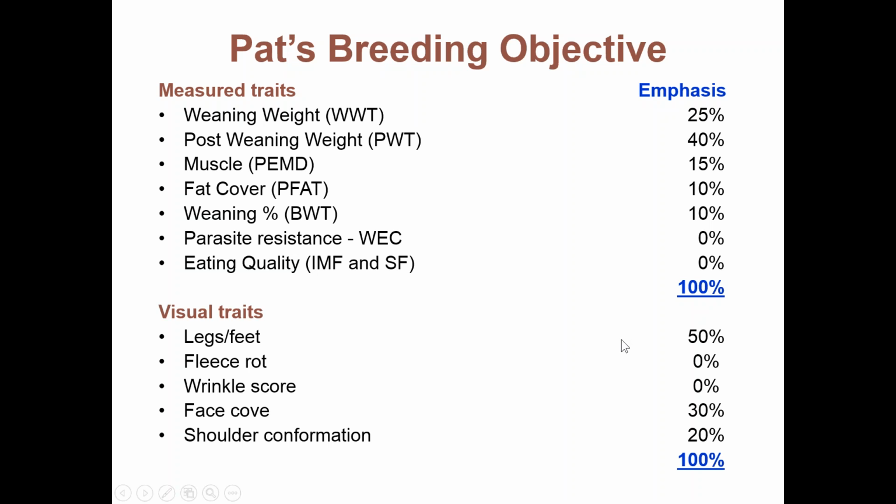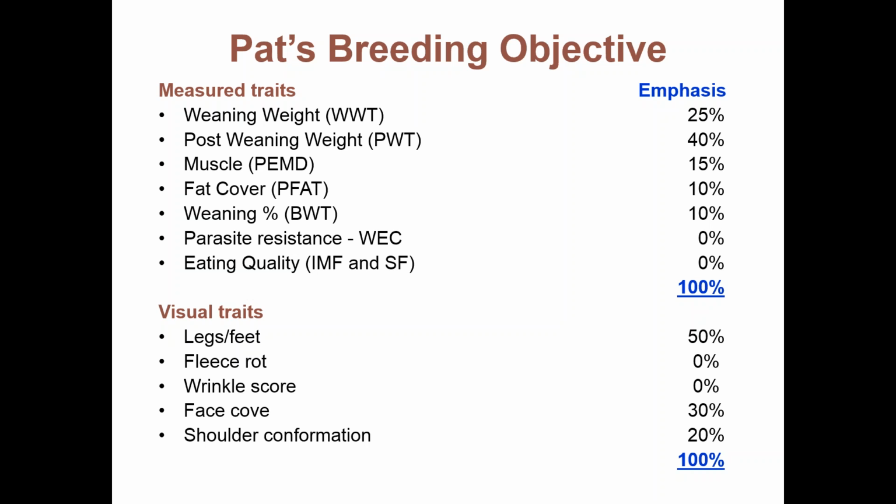As well as the measured traits, there are obviously visual traits. Again, traits vary between people, but one thing that I do want to stress is these percentages are emphasis, not importance. So importance might be when you're thinking about, well, we've got to have structural soundness. Without structural soundness, then all the production traits won't work effectively.